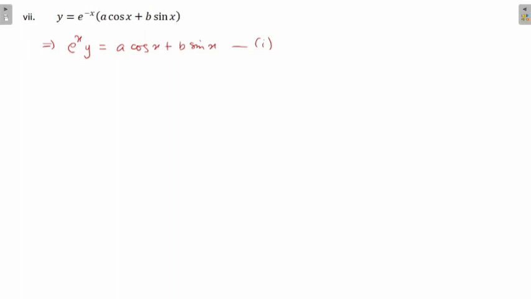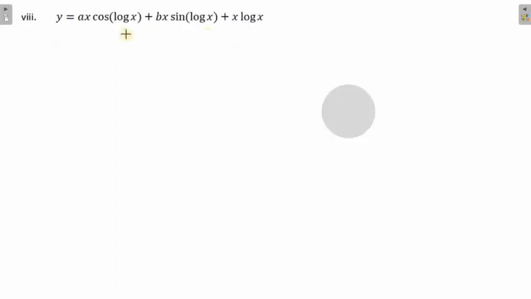Let's move to the next question now. This is a bit tricky and a bit lengthier problem for today. Call this equation number 1. We'll proceed in the same way. Differentiating with respect to x, obviously, y becomes y1. Here again you see a and b are the constants, so we'll try to remove them.